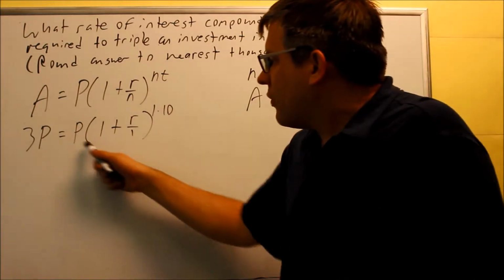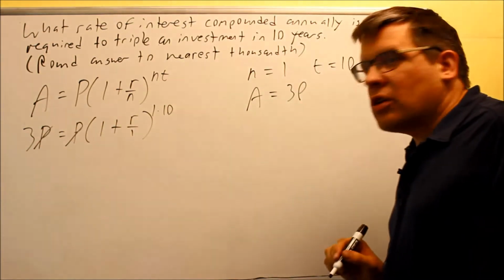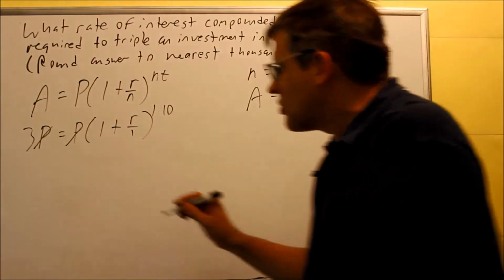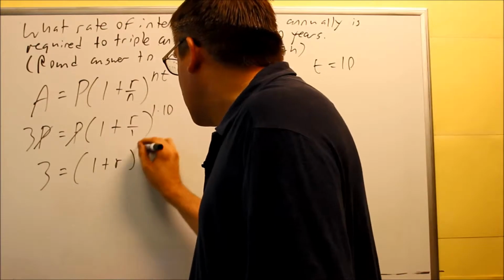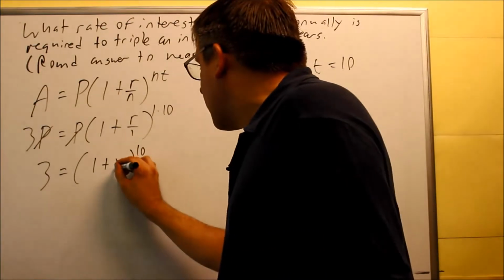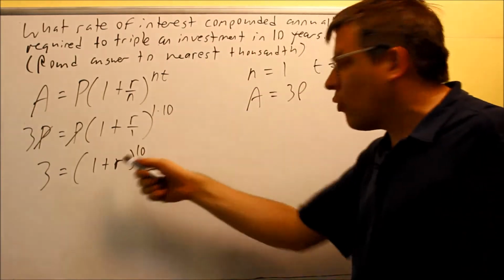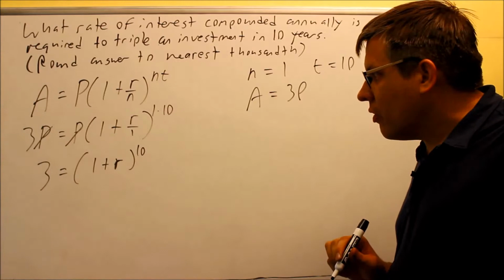What we notice about this right here is you can actually cancel the P's out from both sides. We can divide both sides by P. It cancels out. And we just get 3 equals 1 plus R, and that's going to be to the 10th power. So now, because all that cancels, we only have one variable left to solve for, and that's the R which they're originally asking us for.